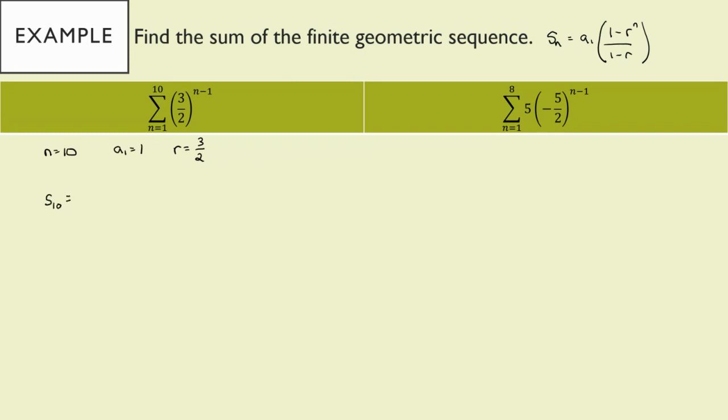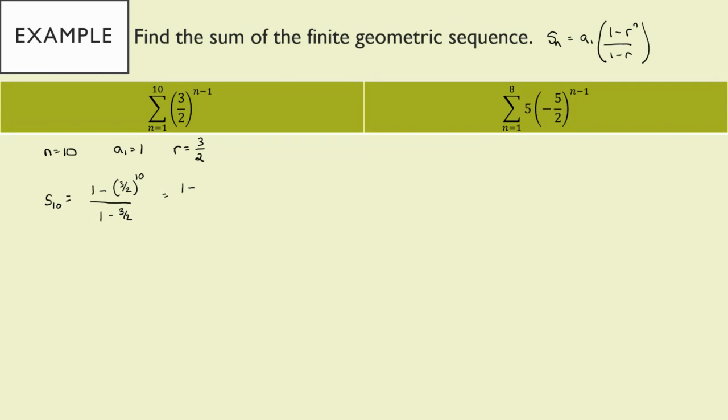And so we're finding the sum of the first 10 terms. So you're going to write S10. A1 is 1, so I'm not even going to bother writing that. 1 minus 3/2 to the 10th power, over 1 minus 3/2. So it's going to get kind of nasty. I guess I really don't need these parentheses here because the number in front is just 1. 1 minus 3/2 to the 10.